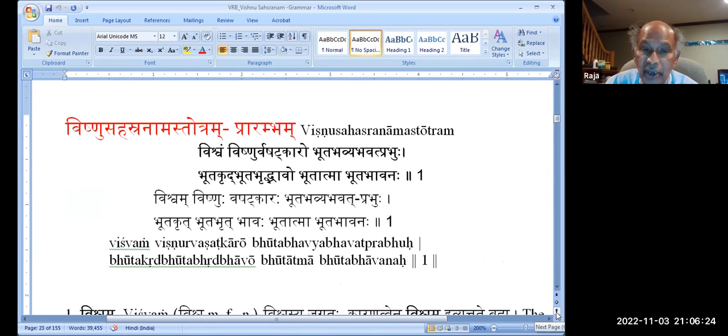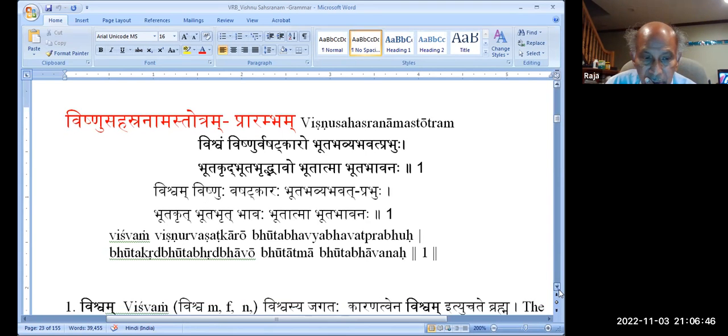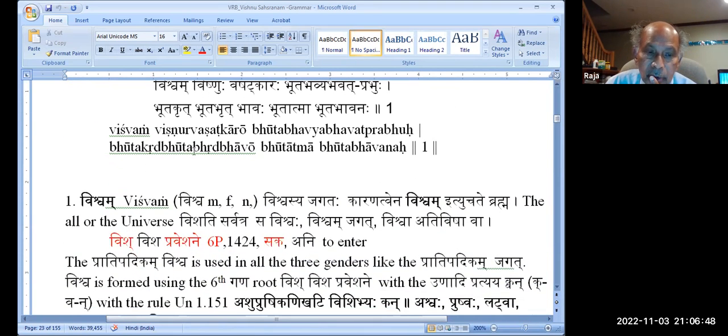Here is where Vishnu Sahasranama starts. Vishwam Vishnur Vashatkaraha Bhuta Bhavya Bhavat Prabhu, Bhuta krut bhuta bhrut bhavaha bhutatma bhuta bhavanaha. The padacheda is given both in Devanagari and in transliteration, and each word is explained in 3-4 pages.